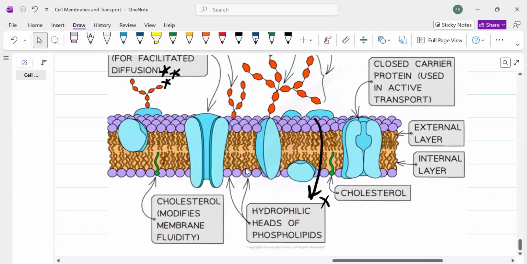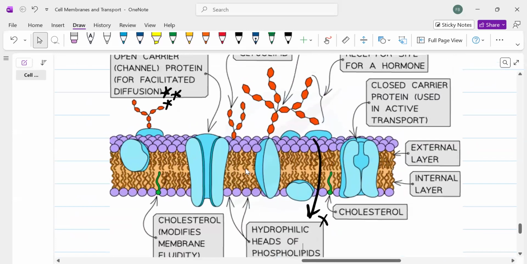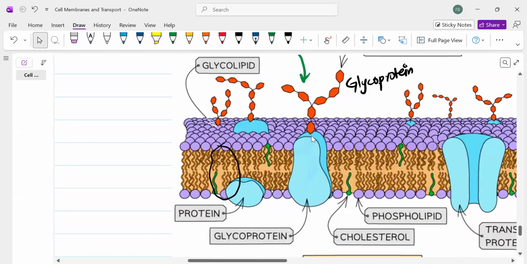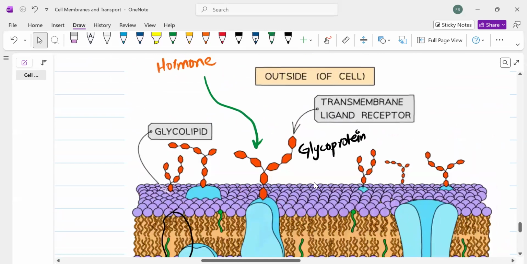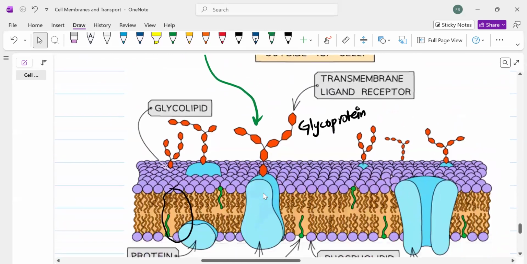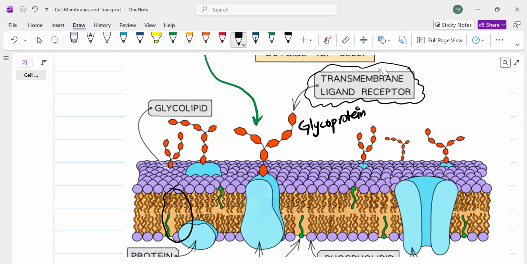And I am telling you the function of different things. Firstly, I told you what is the function of glycoprotein. It is the immune response. Over here, what is written? The antibodies. And what is this for this one? That's the ligand receptor.